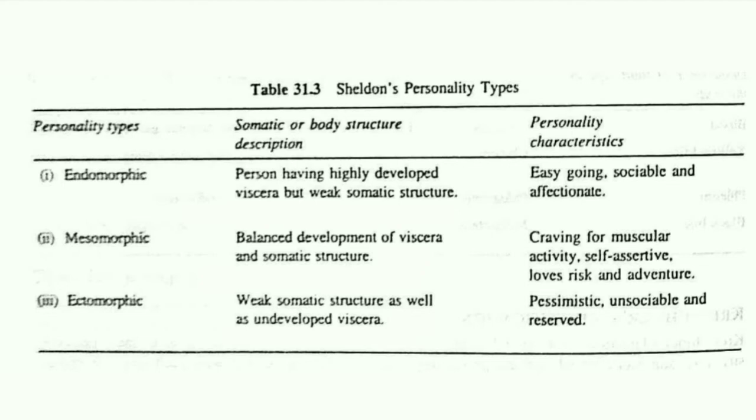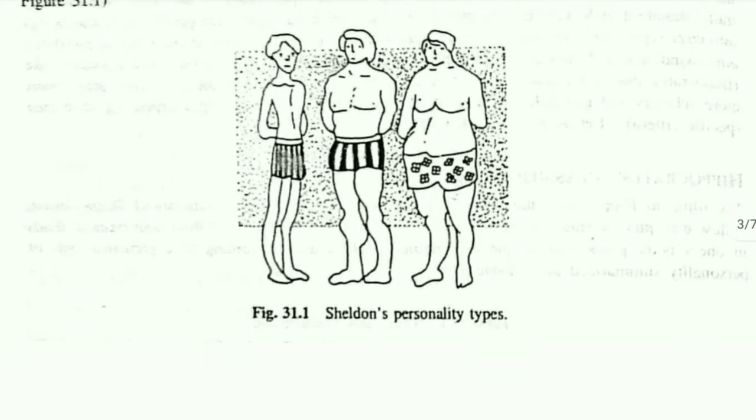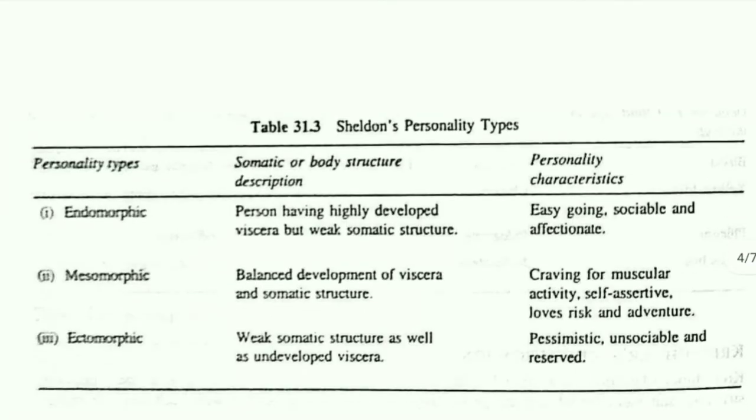If a person is of endomorphic personality type, then the person has highly developed viscera but weak somatic structure. Let me show you the photo. This thin person is of endomorphic personality type. This person is easygoing, sociable and affectionate. These are the personality characteristics.